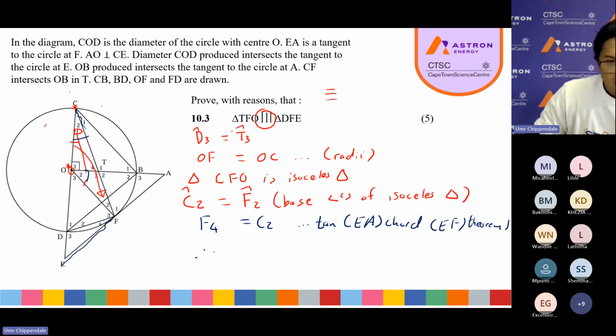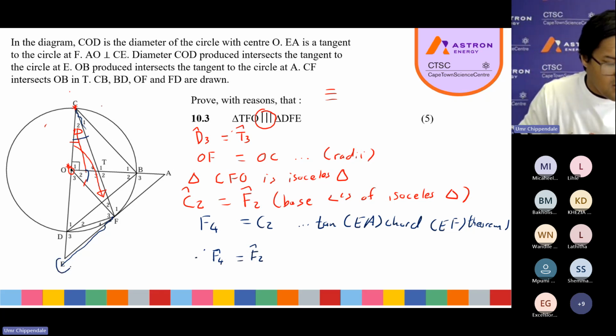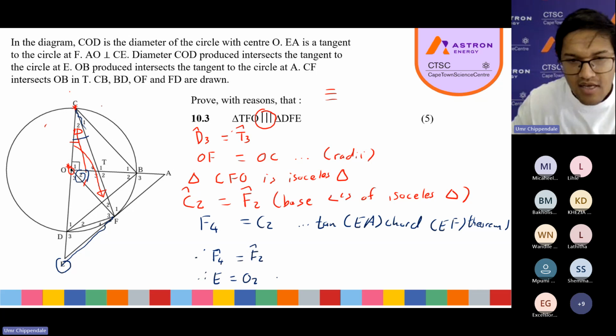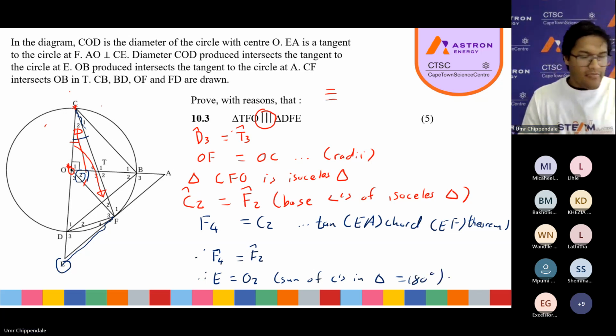So if that is the case, we can now say F4 is equal to F2. Right? And because those are now equal to each other, we can say E, which is the one on the outside, is going to be equal to our O2, which is on the inside. So therefore our E is equal to our O2. And why do we know that? Because the sum of angles in a triangle equals 180 degrees.